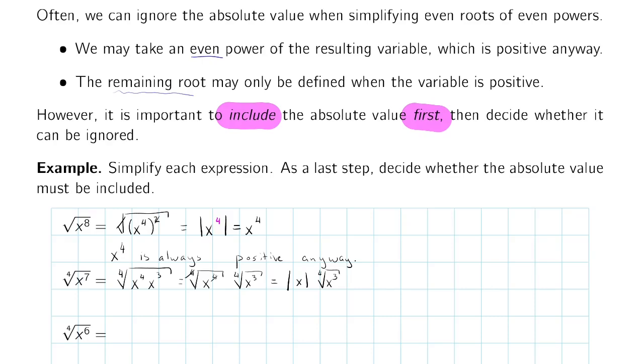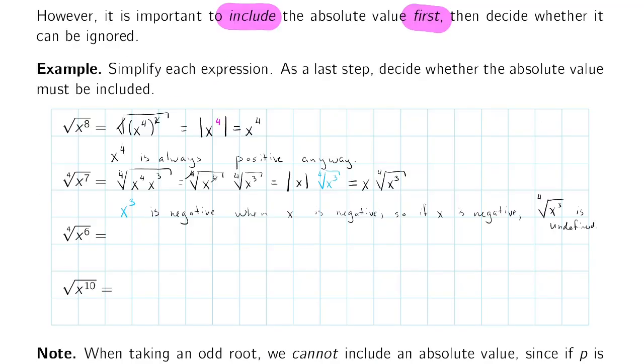But now, 4th root of x to the 3rd, we notice that x to the 3rd is going to be a negative number when x is negative. So if x is a negative number, 4th root of x to the 3rd is undefined. So if x is a negative number, the whole expression is undefined. Everywhere it's defined, the absolute value of x is just the same as x. So we can drop the absolute value there.